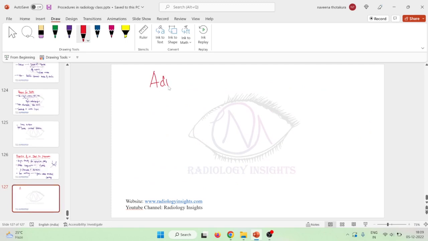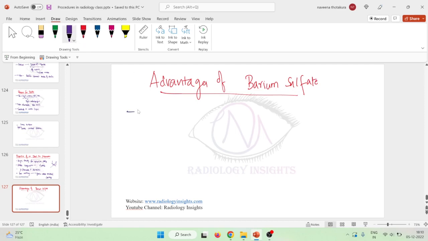Now, what are the advantages of barium sulfate preparation? Why is it good? Why is it important? If you see the advantages of barium sulfate preparation, number one, it is not absorbable. Because it is not absorbable, it does not enter the bowel. It is not degradable also, so it does not break down in the bowel.